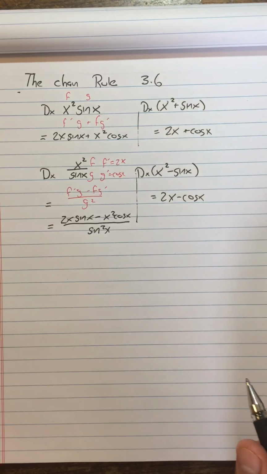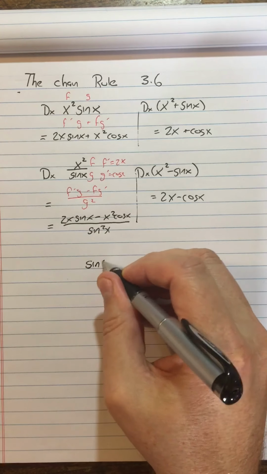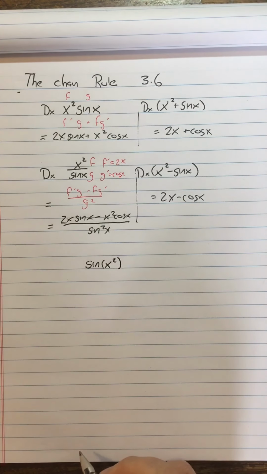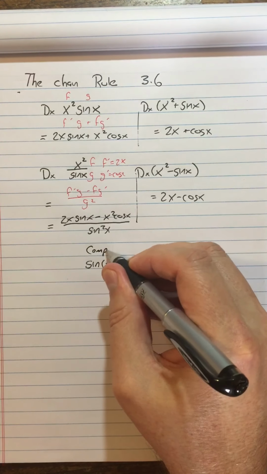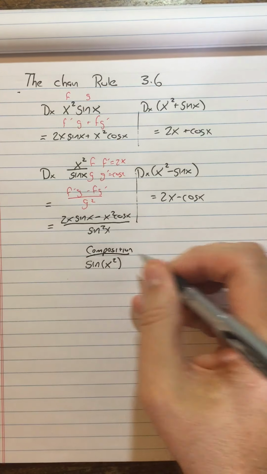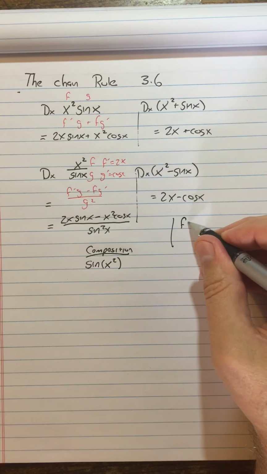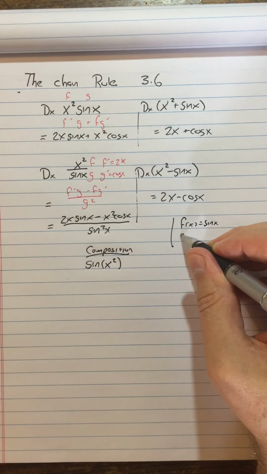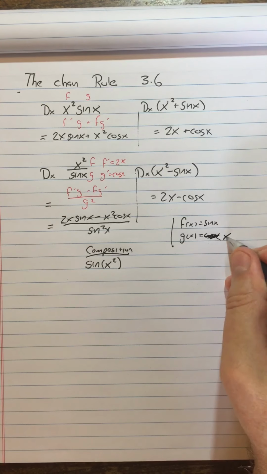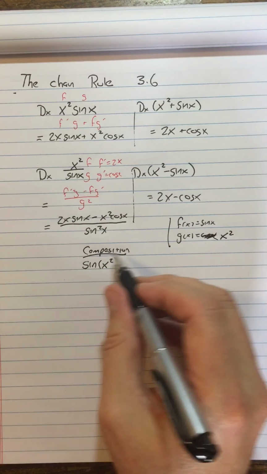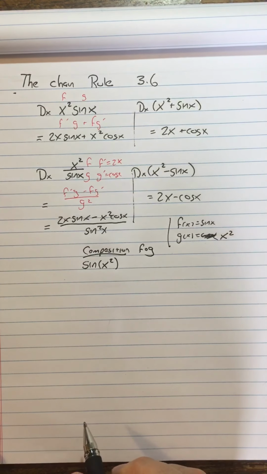Now, here's the other way you can combine x squared and sine x. What if I had sine of x squared? This is called composition. Let's say f of x is sine of x and g of x is x squared. Then the composition we're looking at here is f of g. Hopefully you've seen that notation, f of g.